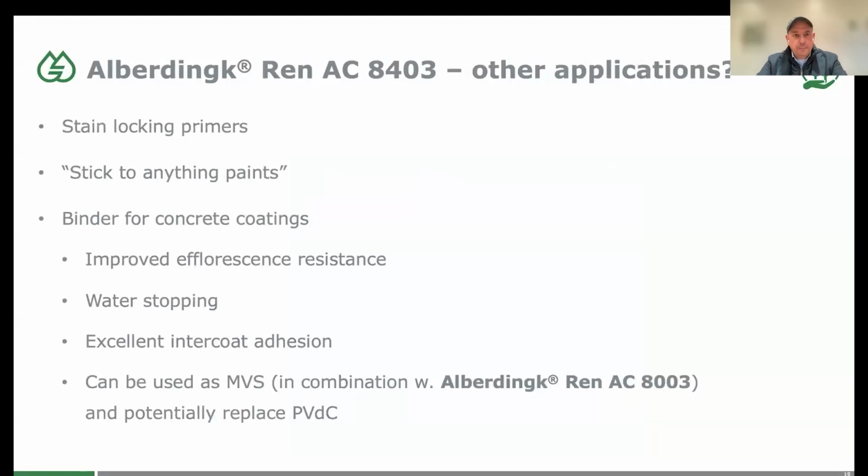So if we now think about the fact that we've got a polymer which apparently has a very, very good anti-corrosive barrier, not only for liquid water, but also for water vapor, what else could you do with this? And one thing that almost immediately pops into the mind is, couldn't you make a stain locking primer? Yes, you can. So we have to be careful in the language. It's a locking primer, it's not a blocking primer. But if you coat a piece of oak with a REN AC 8403, there might be a little bit of extraction of tannin.